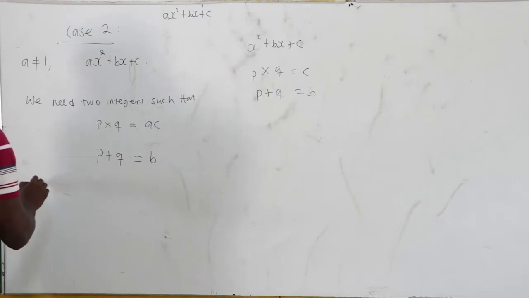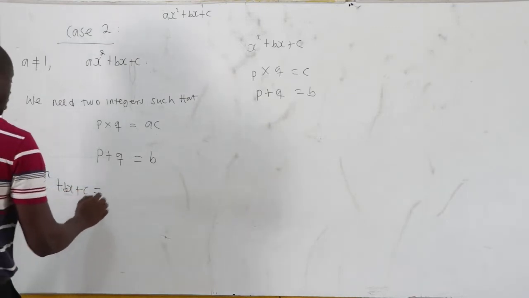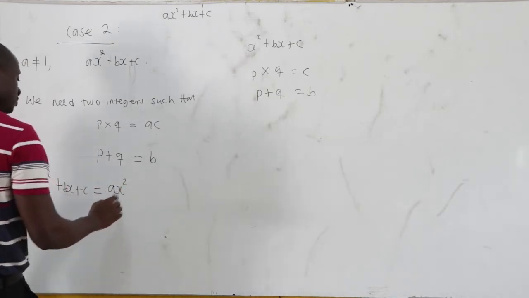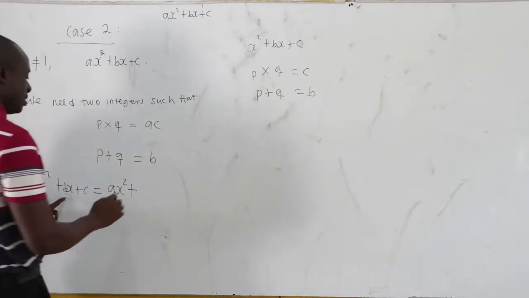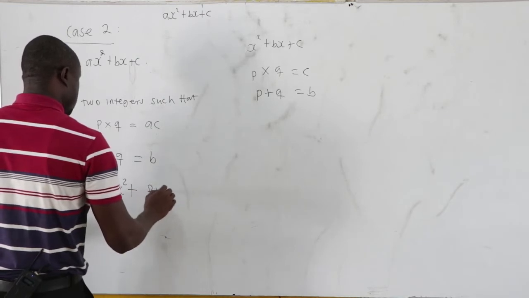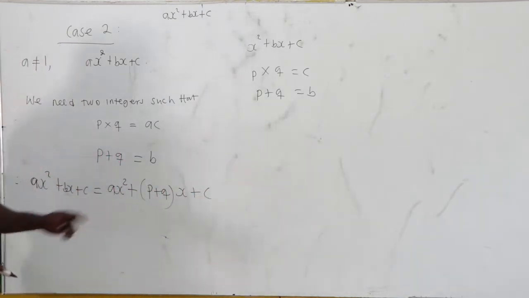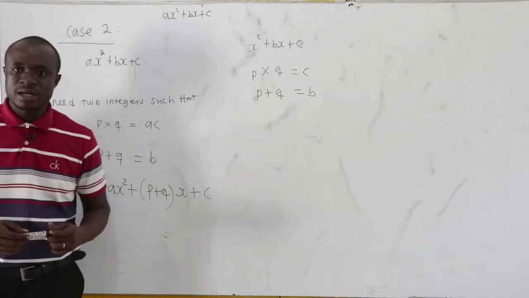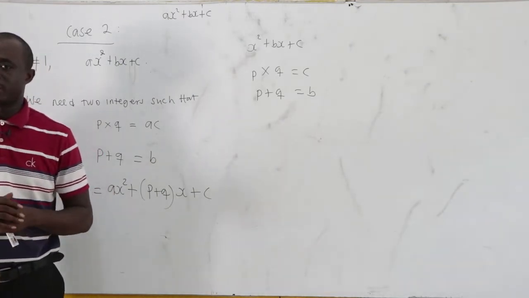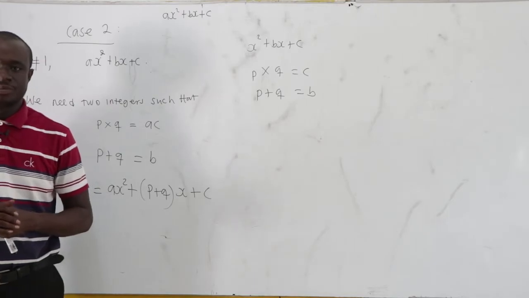Therefore, our ax squared plus bx plus c will just be ax squared plus our b. What is our b? That is p plus q. We have x plus our c, and then from here, we factorize. Let's consider some nice examples and then solve them.